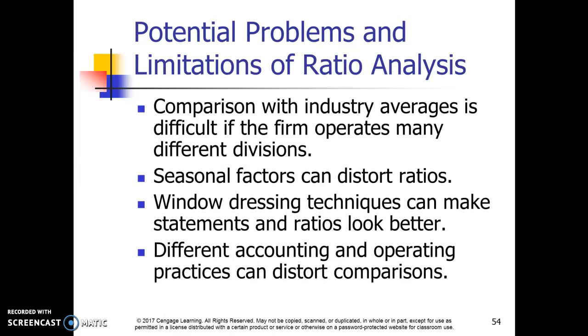All right, so potential problems when we're thinking about ratio analysis. And I think we've talked about this a little bit before, but I'll go a little deeper. Comparison with industry average is difficult because obviously not two companies are the same. They have different divisions, different product lines. Even though they may be in the same industry, they are going to have differences that are going to change these ratios. So we definitely need to be aware of that as we compare company to company, even within the same industry. Seasonal factors can distort ratios.